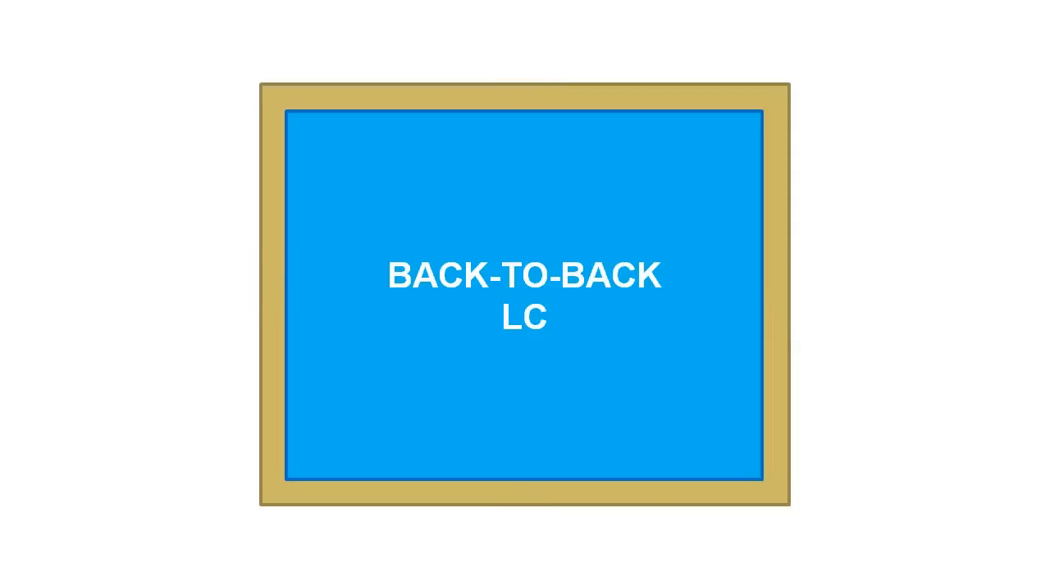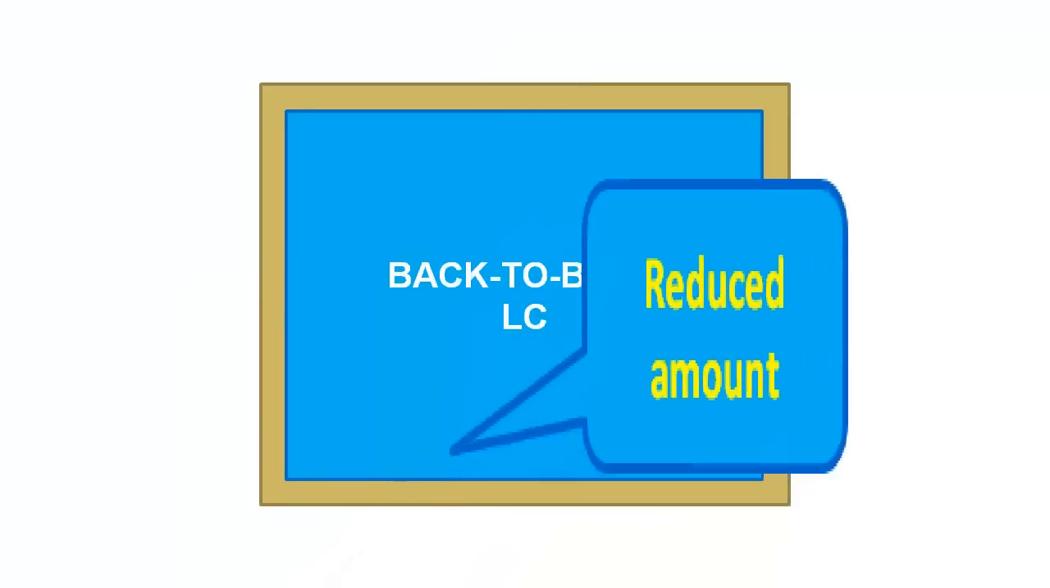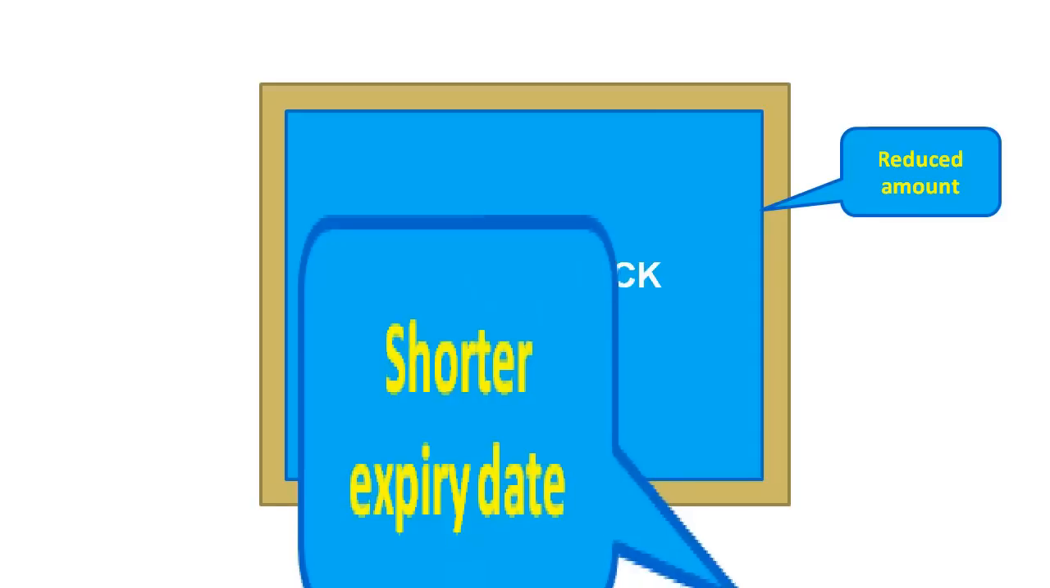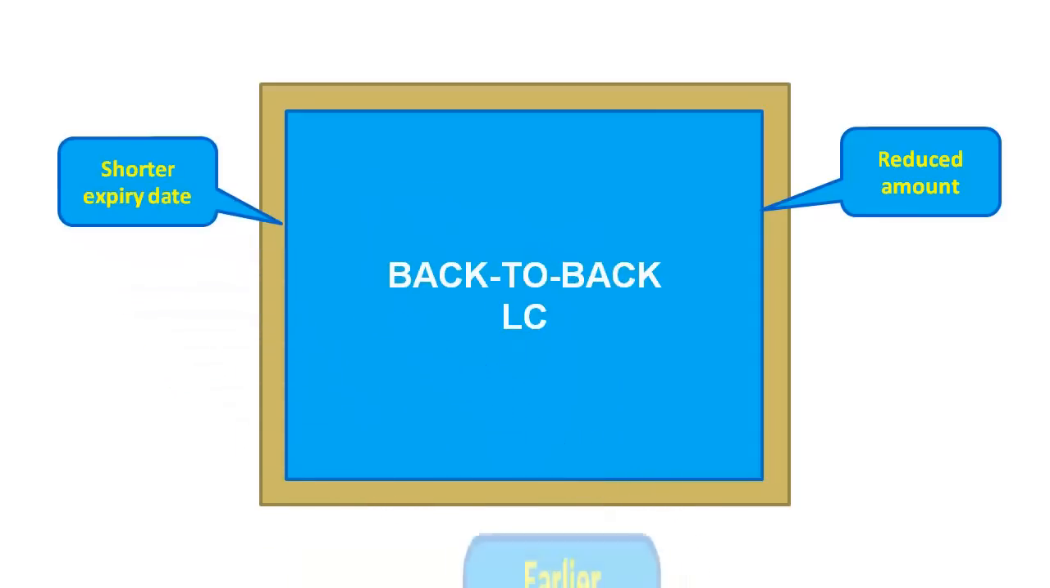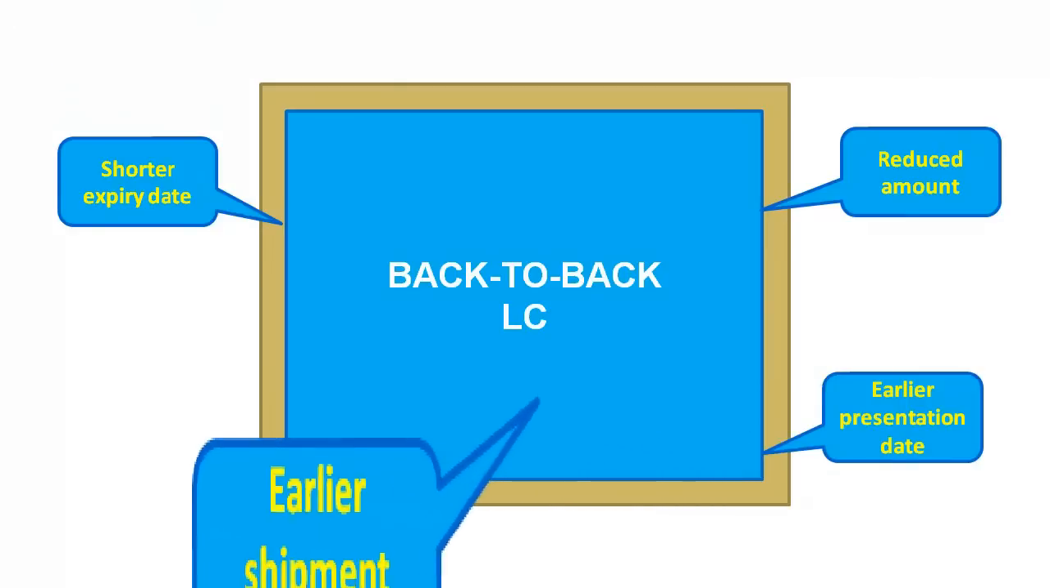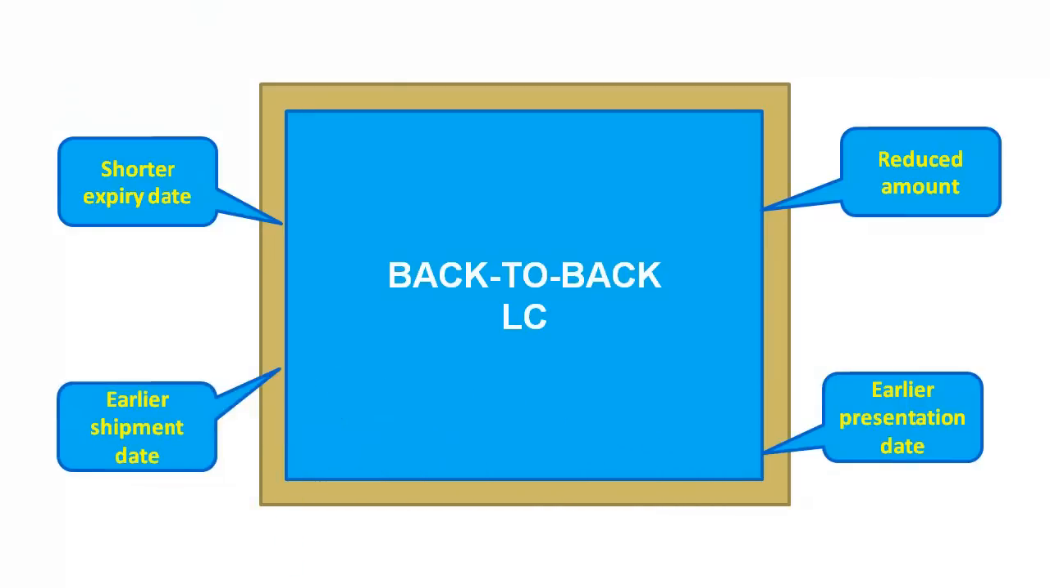This space gives room for the back-to-back LC to have a reduced amount so that a seller can collect his profit. And secondly, the expiry date of the back-to-back LC can be shortened to give room for earlier presentation and earlier shipment of goods, so that the middleman will be able to comply with the terms and conditions set in the master LC.